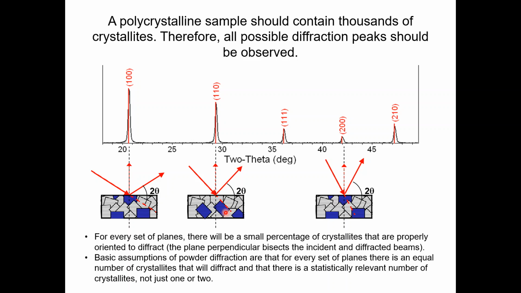The basic assumptions of powder diffraction are that for every set of planes, there is an equal number of crystallites that will diffract, and that there is a statistically relevant number of crystallites. It's not just one or two. Accordingly, we will have the peak width and the peak intensity.